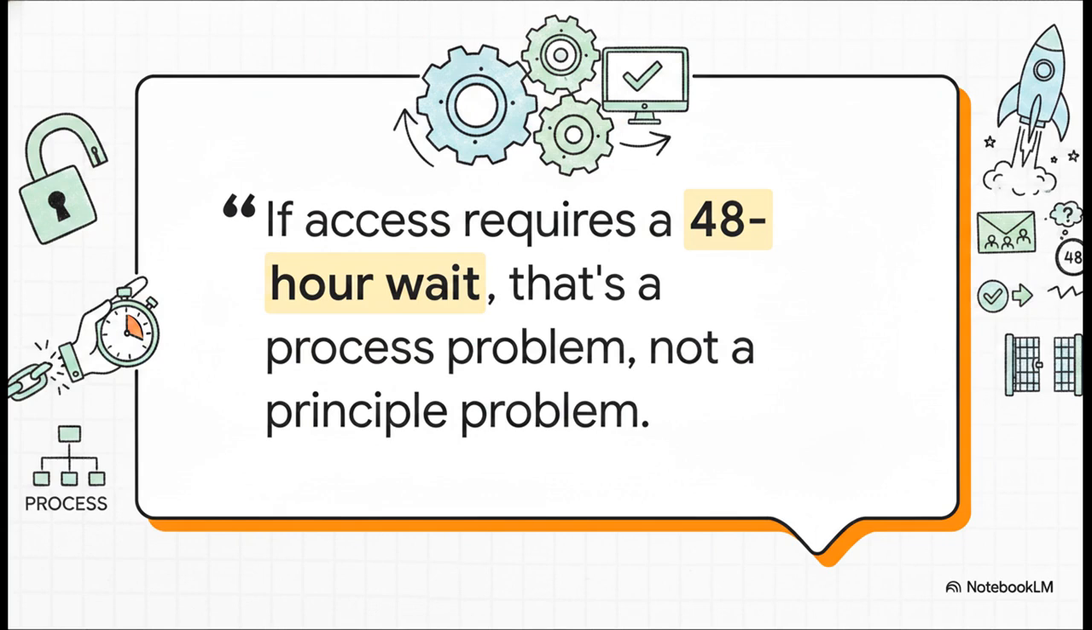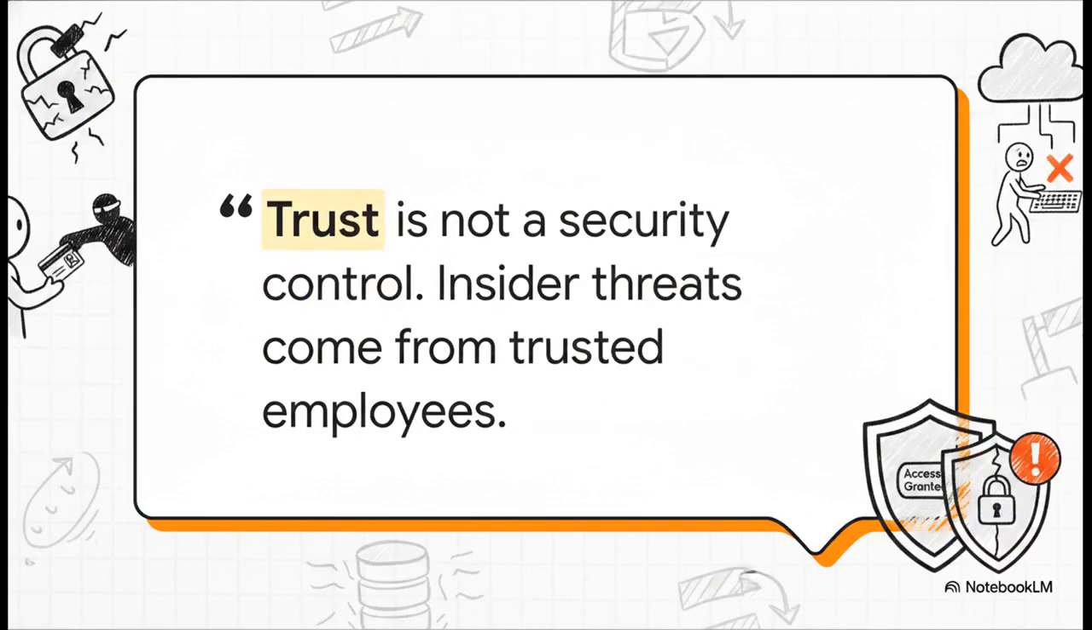Look, if getting necessary access requires some ridiculous manual email chain bouncing between 3 different managers and a 48-hour wait, you don't actually have a security principle problem. You have a broken process problem. By rolling out automated approval workflows and just-in-time provisioning, you absolutely can maintain your development velocity without torching your security posture. Then there's objection number 2, usually from smaller companies.